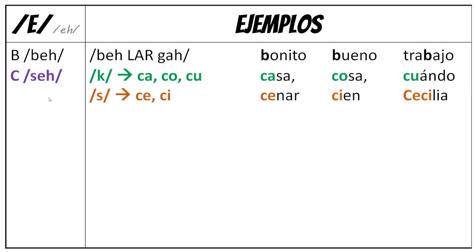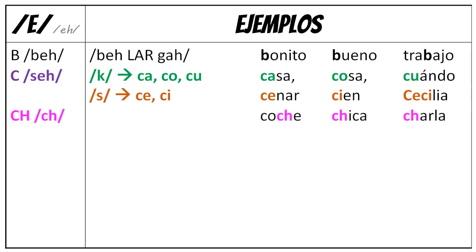However, when followed by E and I, it sounds like an S. For example, cenar, cien, Cecilia. People in Spain don't pronounce it like an S, but more like a th. Cenar, cien, Cecilia.